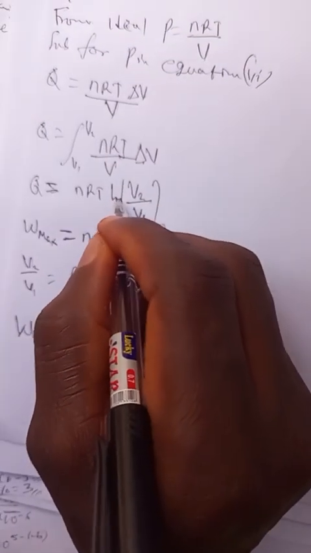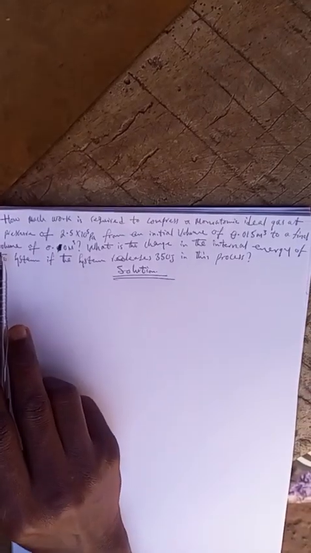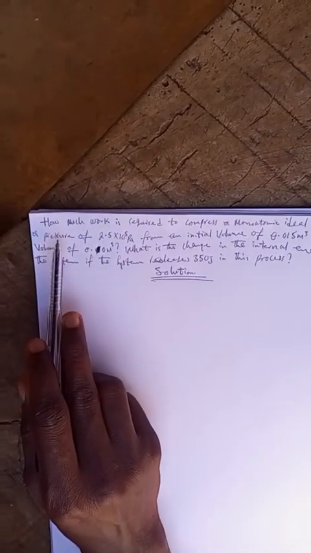So this is how to derive the formula for isothermal process. Now let's use this one to calculate some questions under isothermal process. Look at this example under isothermal process.